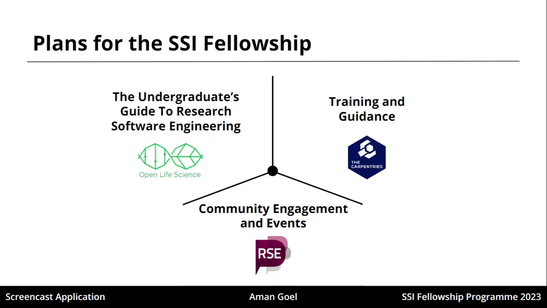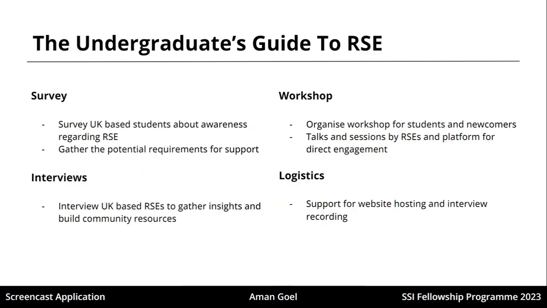My plan for the fellowship is divided into three main categories. First, the undergraduate's guide to research software engineering. Second, training and guidance. And third, community engagement and events. I'll elaborate about these plans in the upcoming slides. This is the first part of the plan.